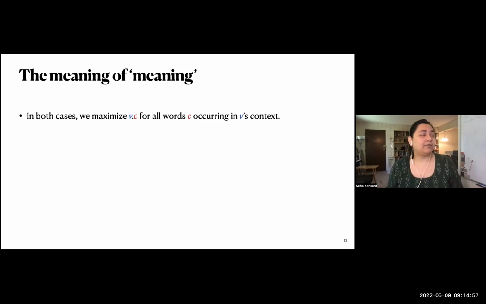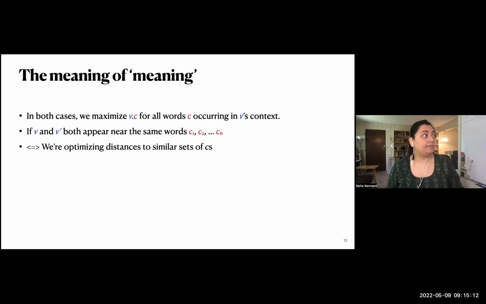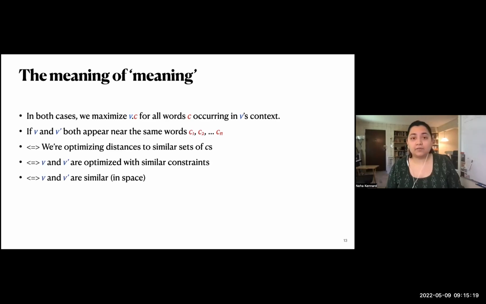So both in GloVe and word2vec, we're maximizing the dot product for all words C occurring in the context of a word V. So suppose you have two words V and V prime, and they both appear near the same words, some C1 to Cn. We're optimizing distances to similar sets of context words. So they're optimized with similar constraints, which makes them similar in space. So words appearing in similar contexts are going to have similar vectors. So that's the entire logic behind why these things work.